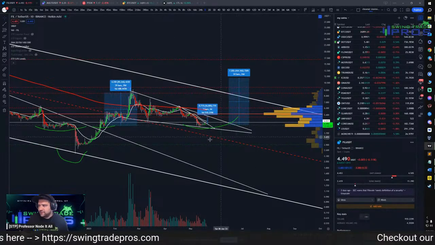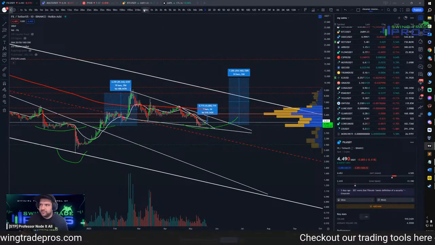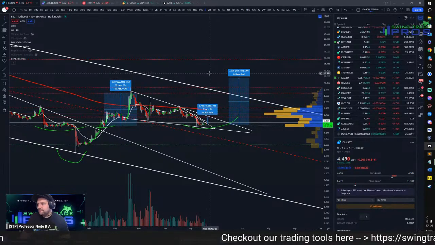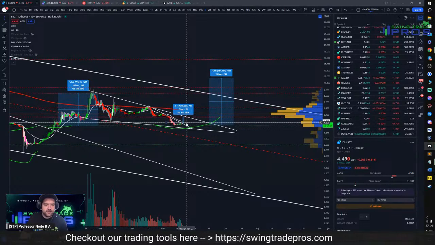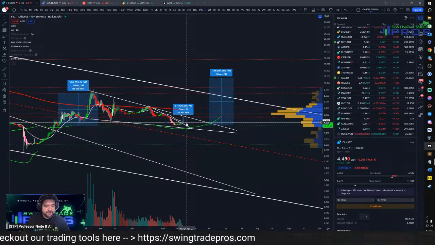Obviously, Filecoin's not really doing too much right now because Bitcoin's not doing really too much right now. But like I said, we're looking for this break. Once we get this break, we're going to see some movement, and that should be great for everybody.